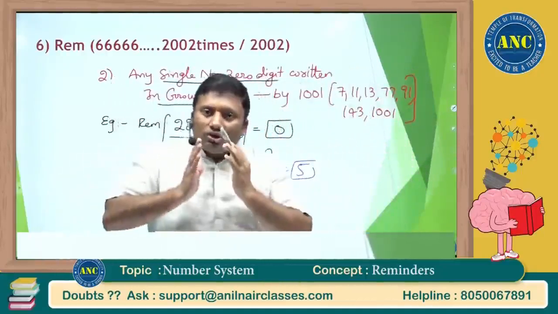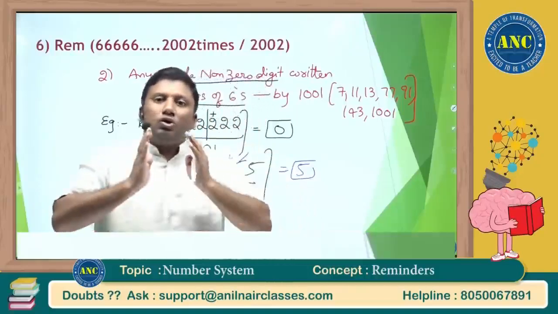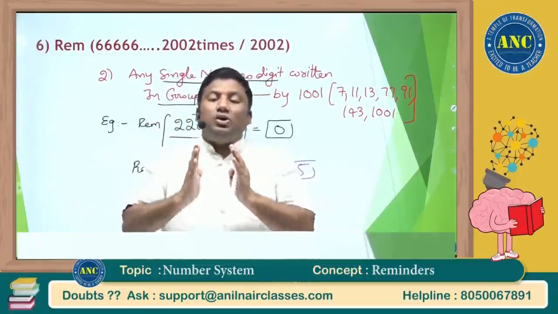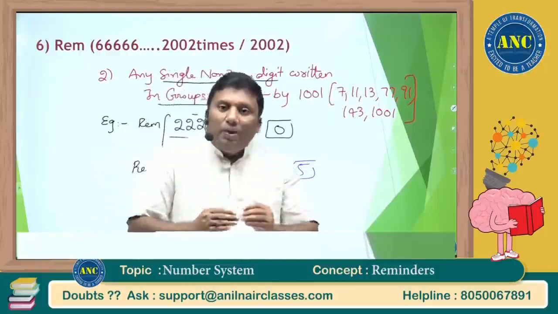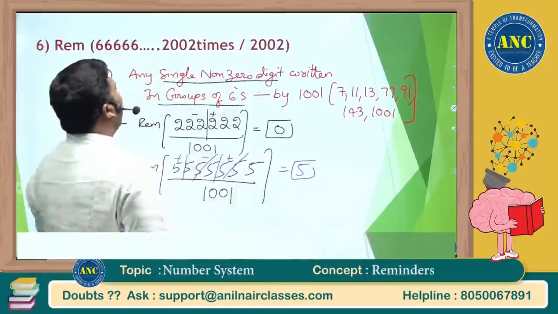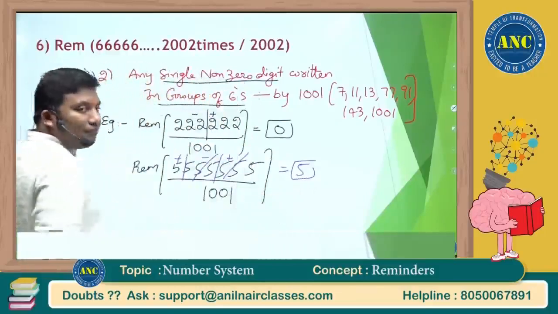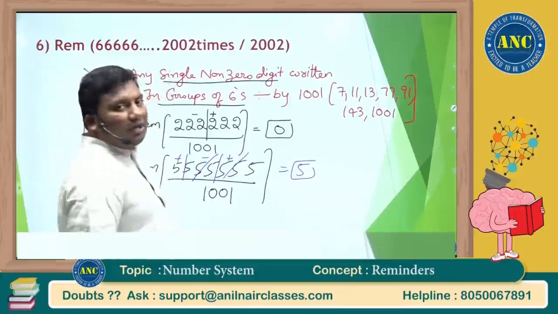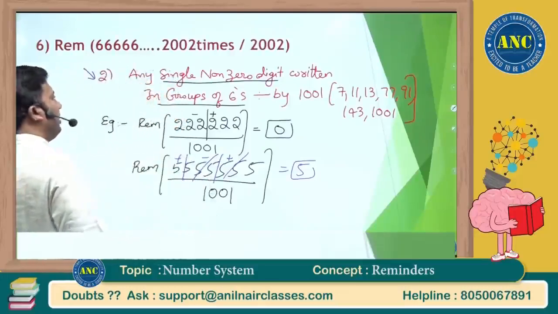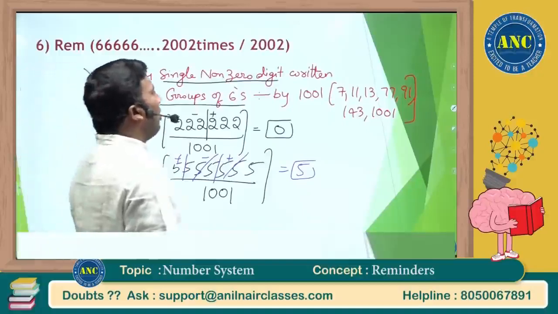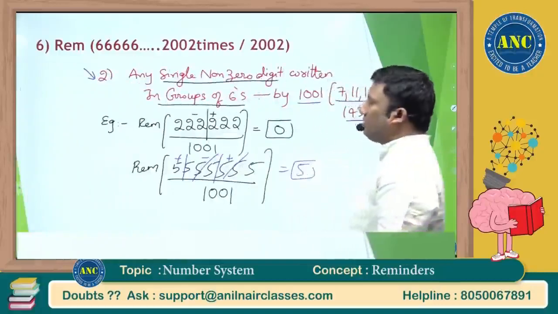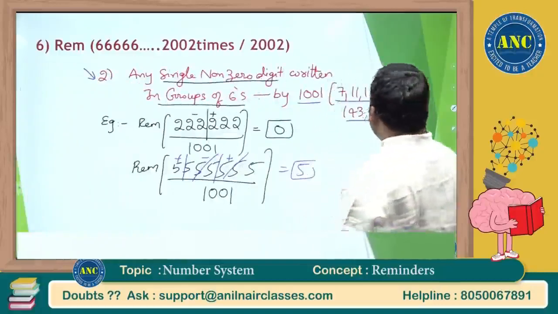Again, I am repeating. 2002 is a composite number. 2002 is 2 into 1001. 1001 can be written as 7 into 11 into 13. 10 cube divided by 1001 is minus 1. From 1001, I took 7, 11, 13 factors. Any 3-digit number written an even number of times is always divisible by 7, 11, 13. Any single non-zero digit written in groups of 6 is always divisible by 1001. I hope this concept is clear.